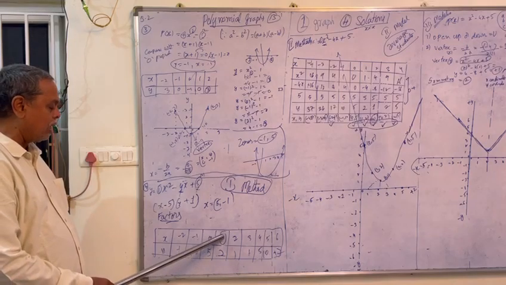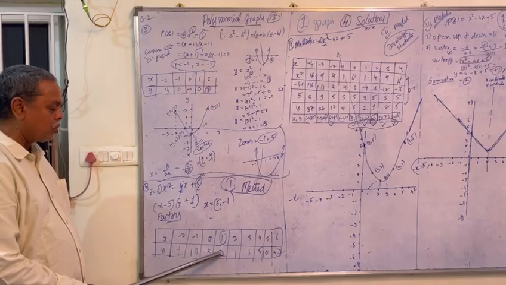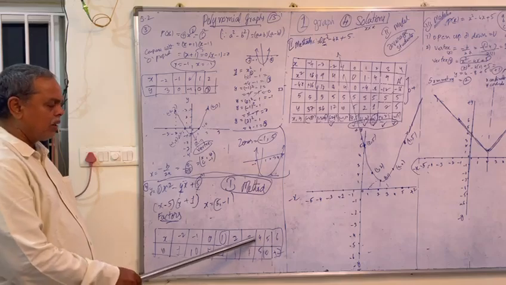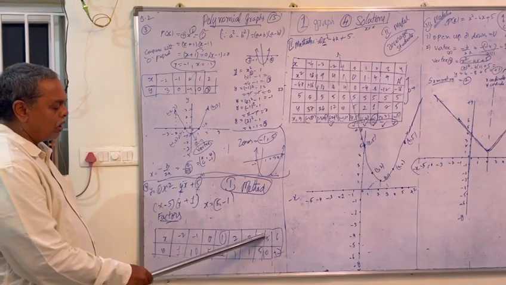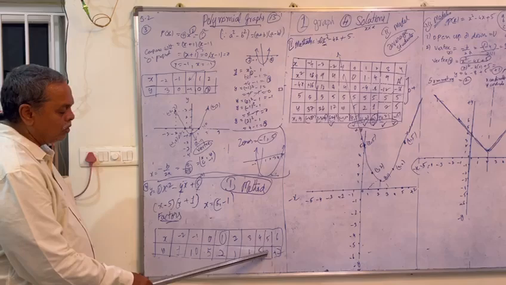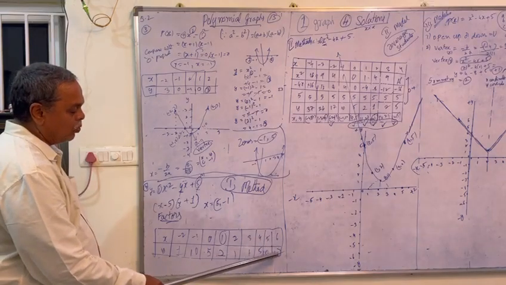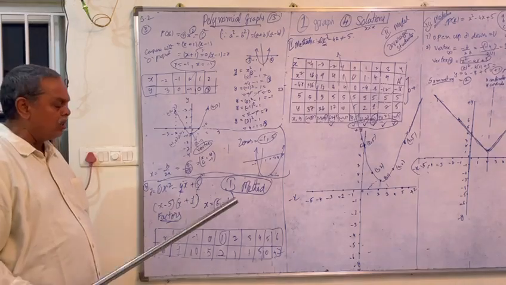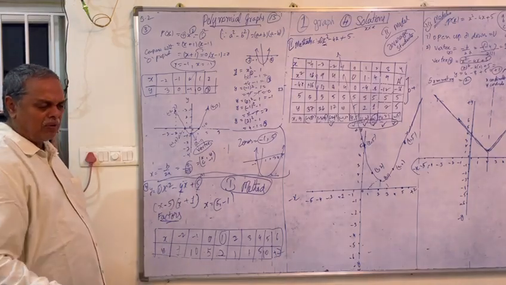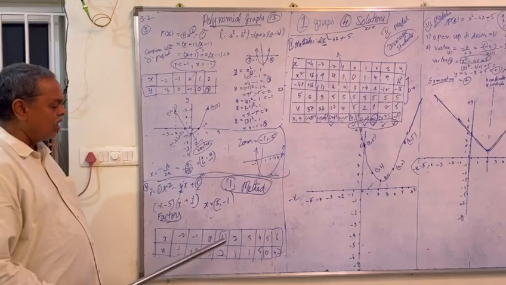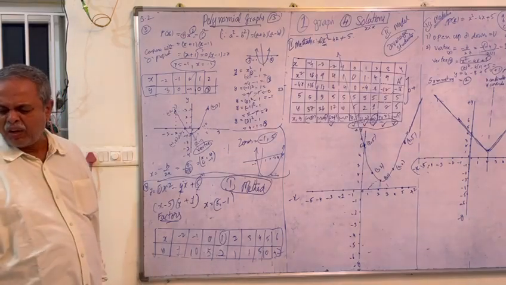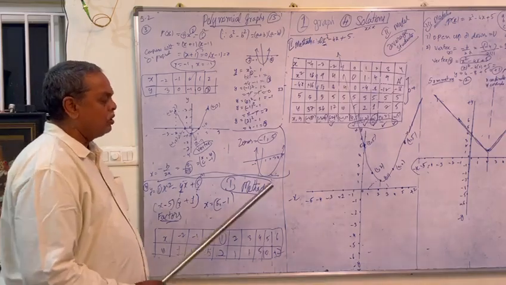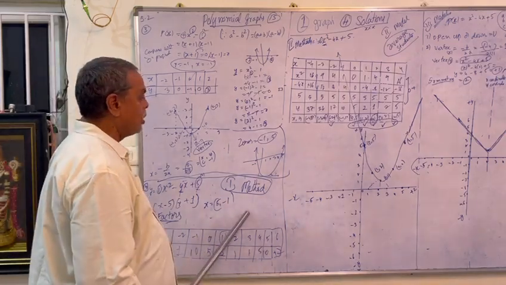If you take x coordinate 1, y coordinate becomes 2. 2 becomes 1. 3 becomes 1. 4 becomes 5. 5 becomes 0. 6 becomes 1. Then we plot that on the graph. We have drawn here minus 2 and 1, and we will get that graph.